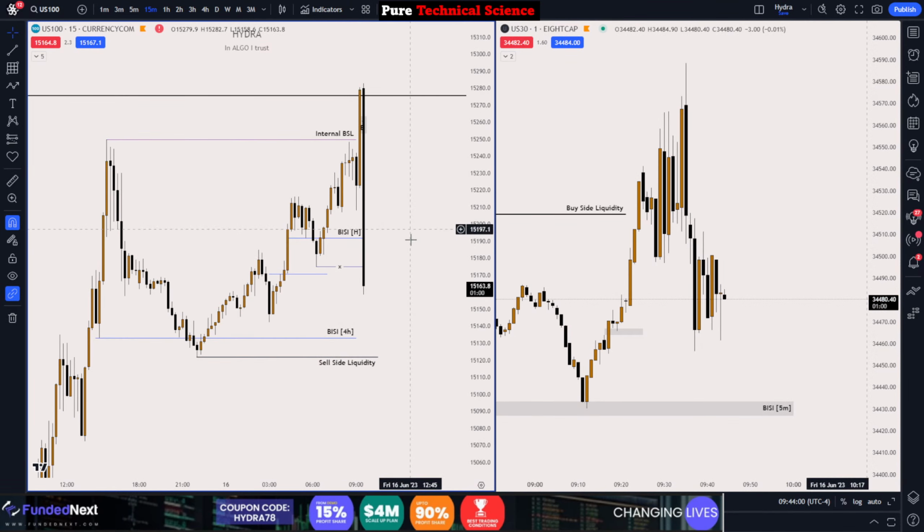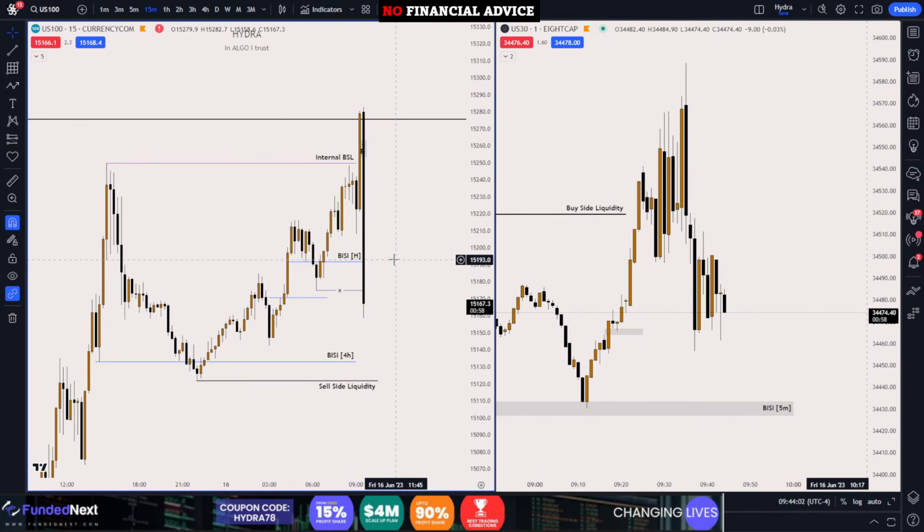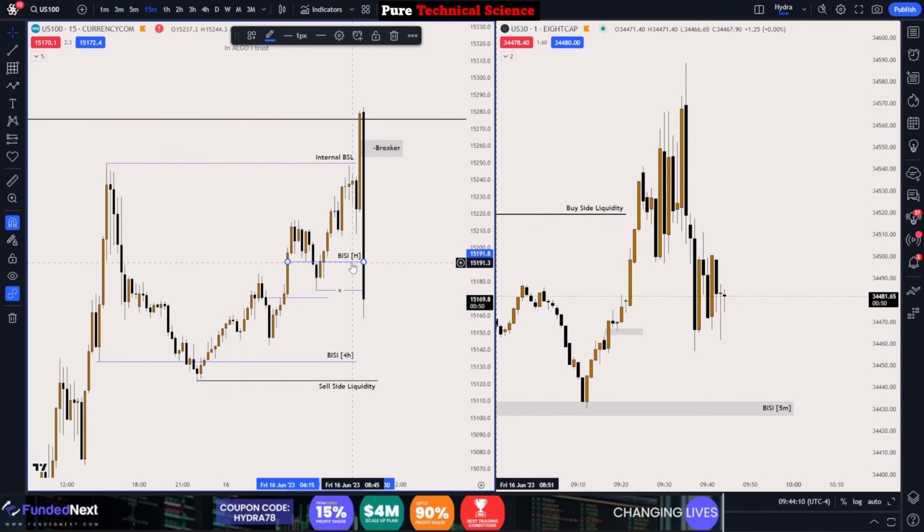Wow, this drop was really aggressive, right? Look at this drop, and there's no news. It's just the 9:30 opening. At the 9:30 opening, price dropped lower sharply.